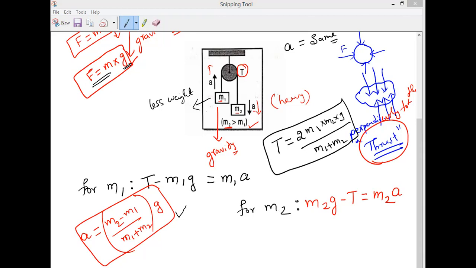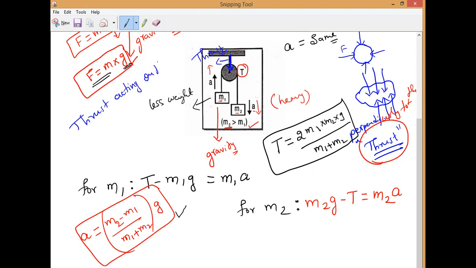Now, what is the thrust acting on the pulley? As I told you, thrust is the perpendicular force acting on the pulley. From the top, what is the thrust acting on the pulley? Remember, the thrust acting on the pulley is 2 times T. So all of you remember, the thrust acting on the pulley is 2 times the tension. That's all. Is it okay?